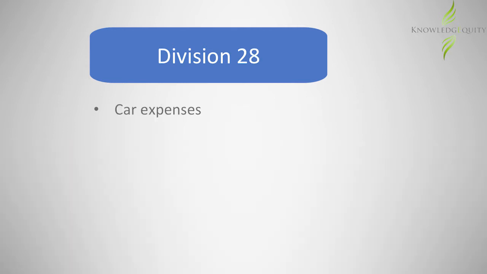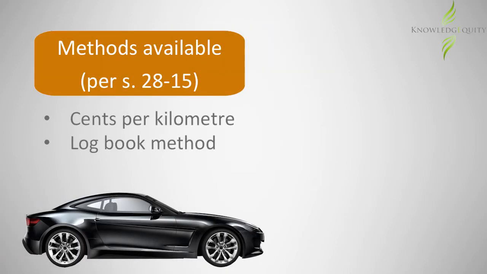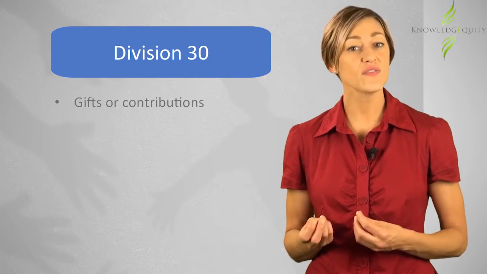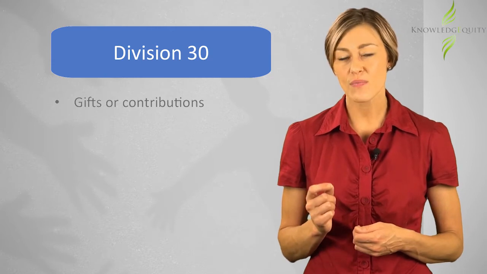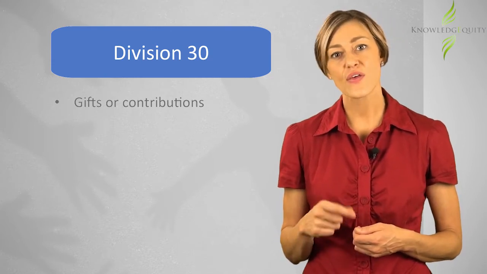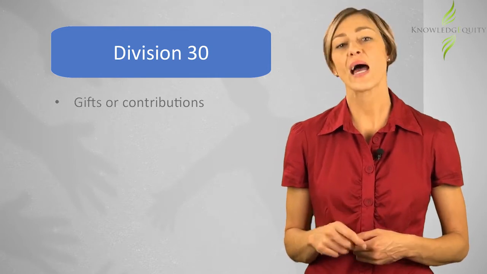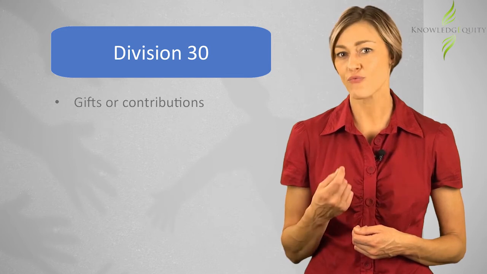Division 28 sets out the provisions for specific deductions for cars and individuals, and provides the methods available for calculation of the deduction amount. To encourage charitable giving, Division 30 allows for gifts and donations to be deducted. The key points to remember for Division 30 are that the recipient of the gift must be endorsed by the Commissioner as a deductible gift recipient. For example, a registered charity.